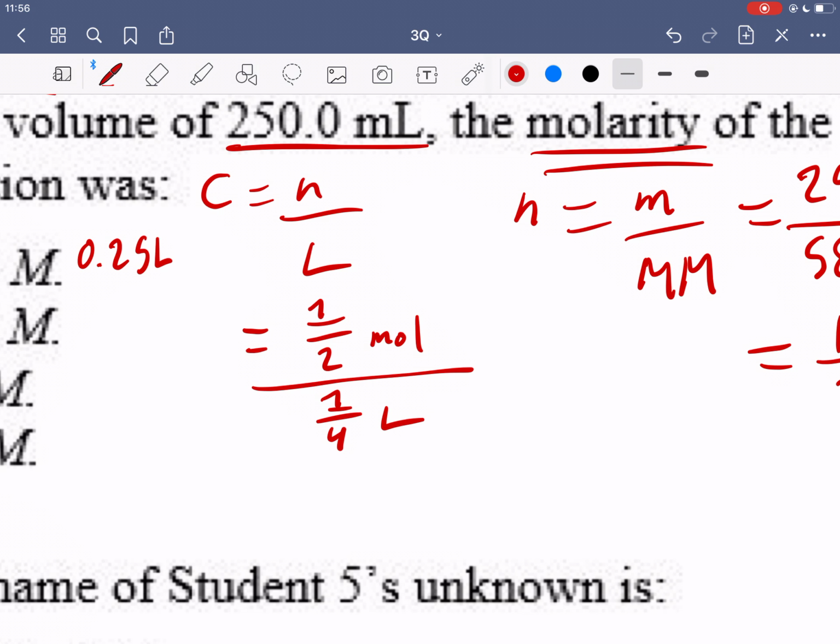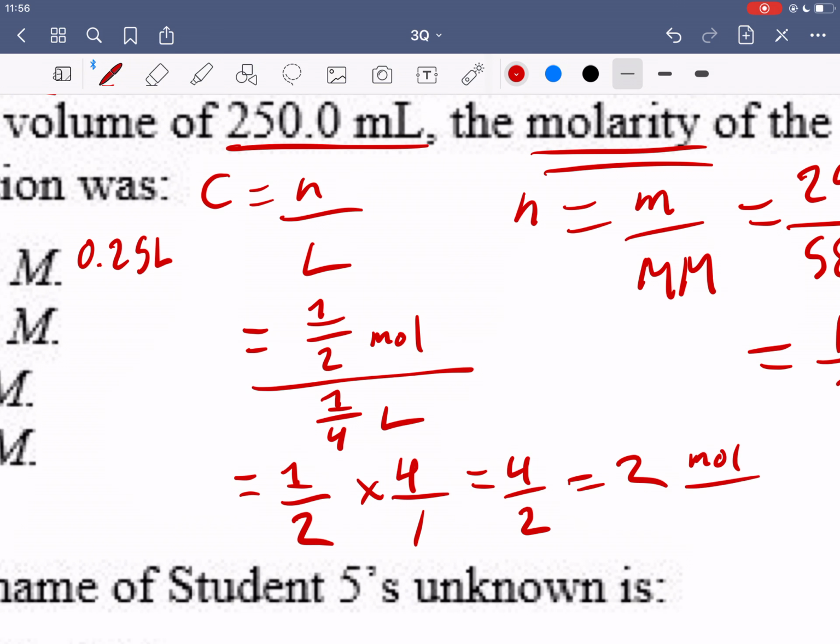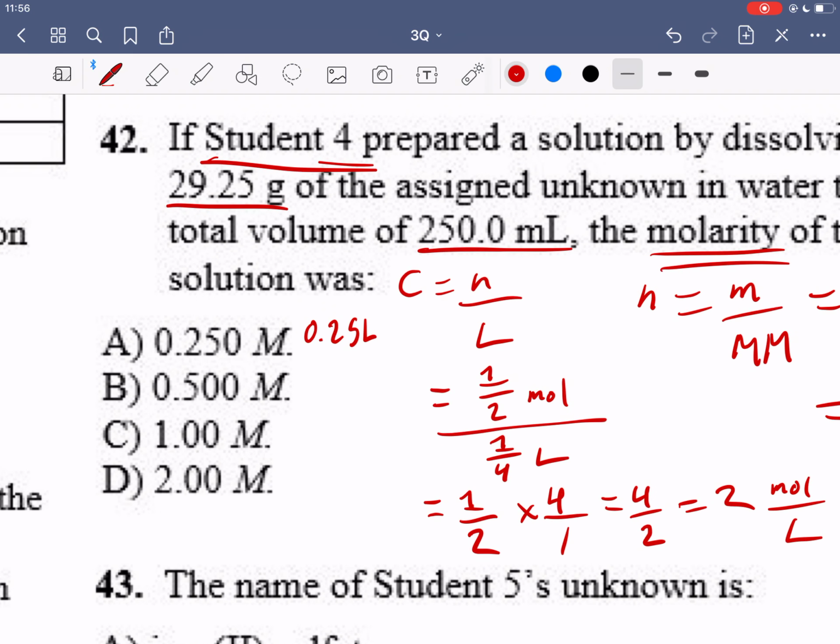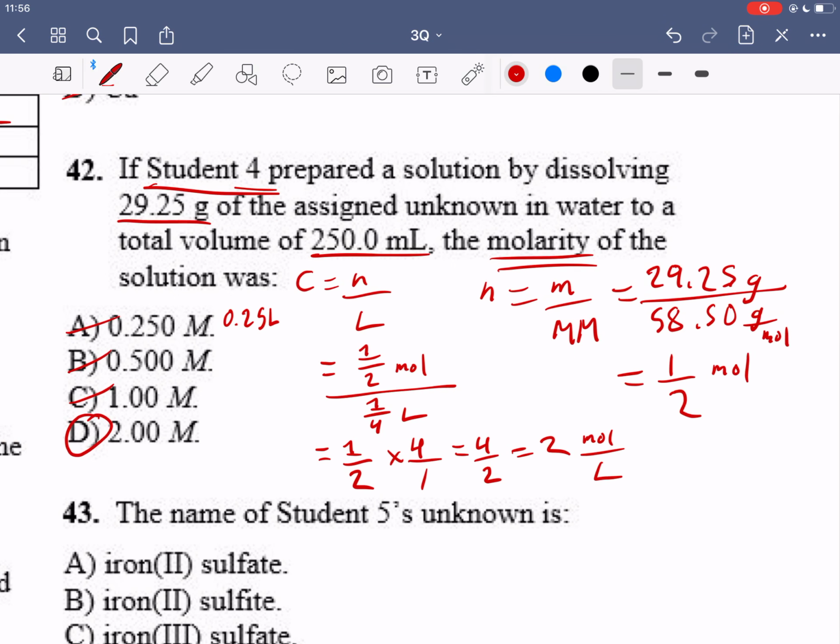And when I'm dividing something by a fraction, I can just flip the fraction and multiply that. So this thing can just be 1 over 2 times 4 over 1, which means it's 4 over 2, which means it's just 2. So 2 moles per liter. That is my correct answer. So this question, D, is the correct answer. 2 moles per liter, or 2 of that big M. That's my molarity.